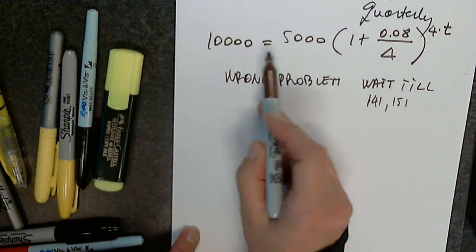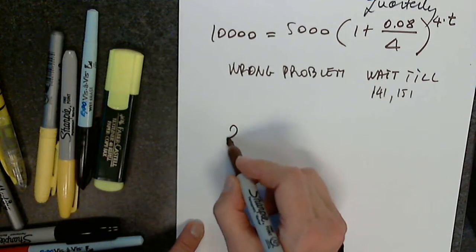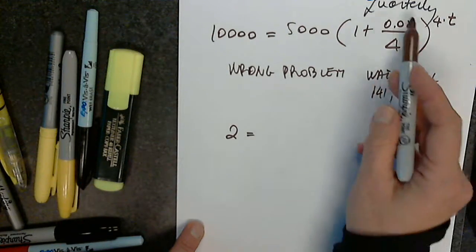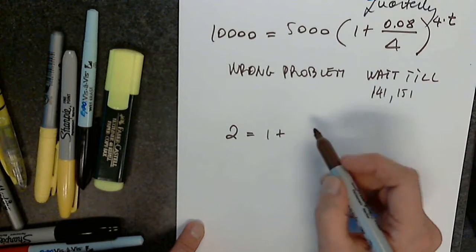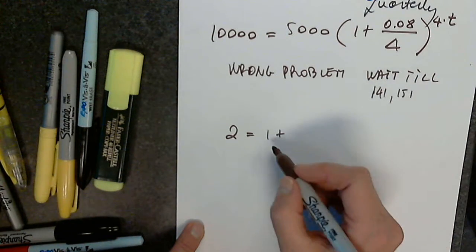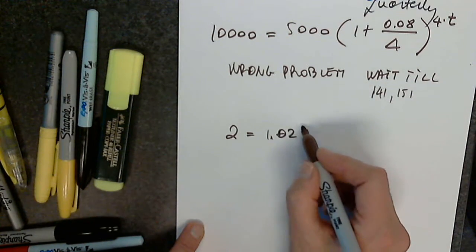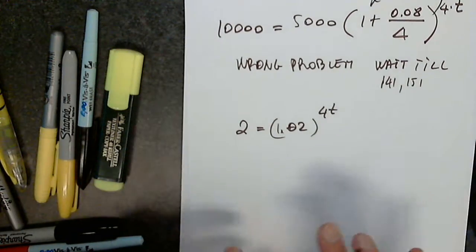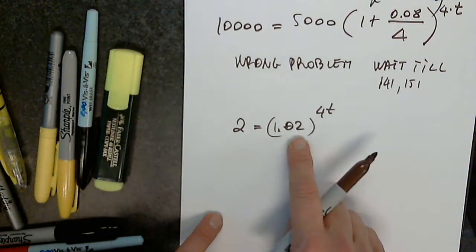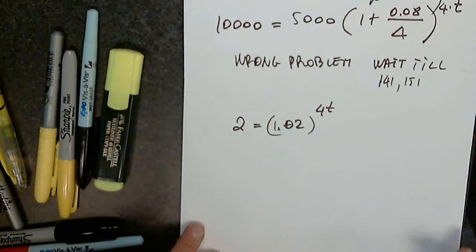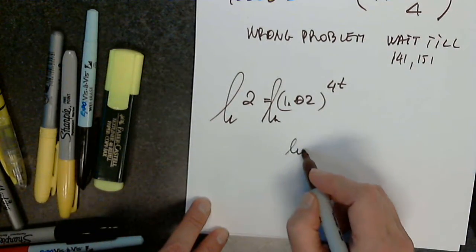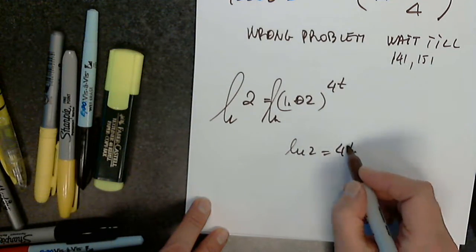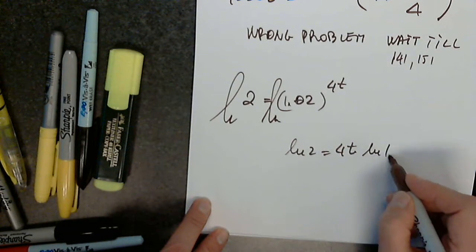So I will have to divide both sides by 5,000. So this will be 2 equals 1.02 raised to 4t, and we don't know how to do this because 2 and 1.02 cannot be presented with the same base. So what we do, we apply natural log to both sides, and then we have natural log 2 equals 4t natural log 1.02. That's a property that we haven't discussed in this course yet.